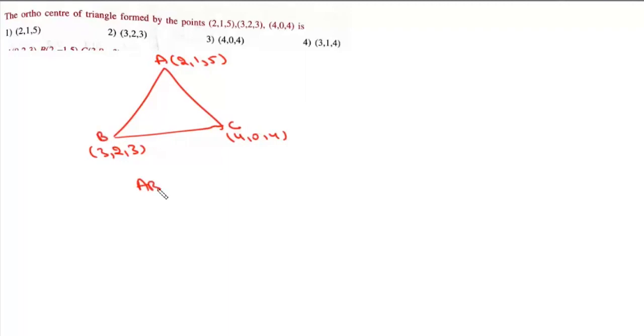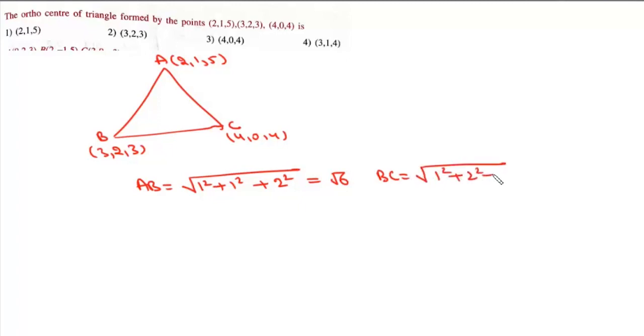Now if we find AB, AB will be, now this is 1 square plus 1 square plus 2 square, it is root 6. Now BC is under root of 1 square plus 2 square plus 1 square, it also is root 6, and CA will be 2 square plus 1 square plus 1 square, which is root 6. That means this triangle ABC is an equilateral triangle.